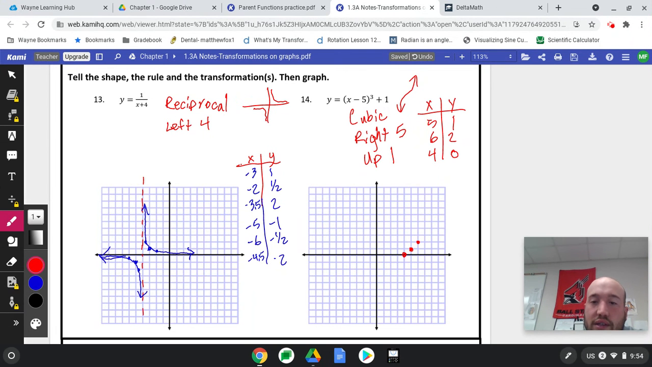We'll go 1 each way further, so 7 and 3. 7 minus 5 is 2. 2 cubed is 8. 8 plus 1 is 9. And likewise, 3 minus 5 is -2. Cubed, -8 plus 1. So -7 here. And we draw that in. You see how it's the same shape as the parent function, just shifted over.